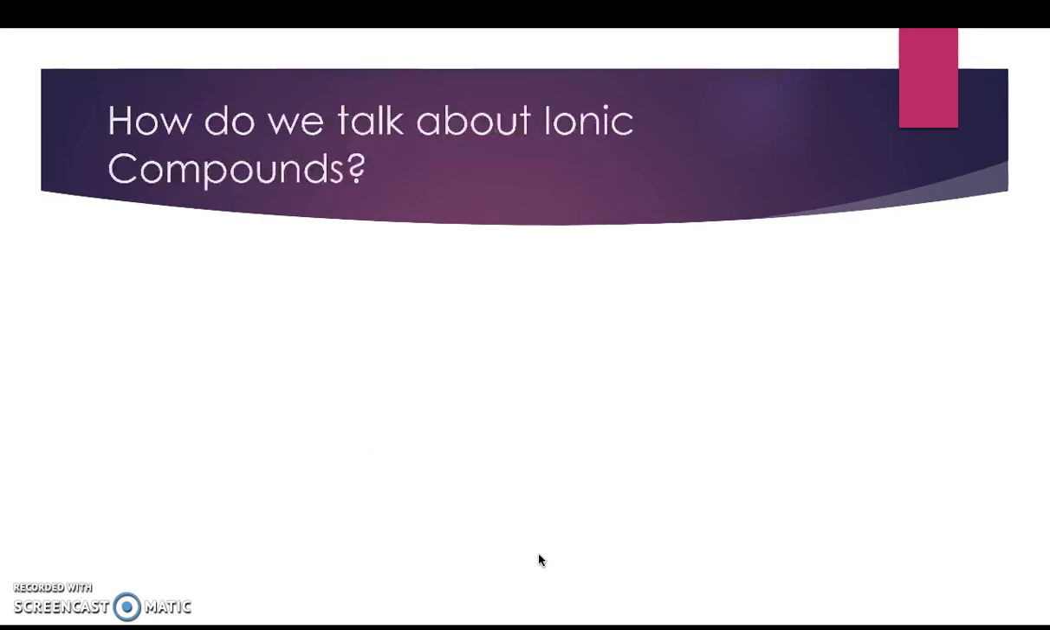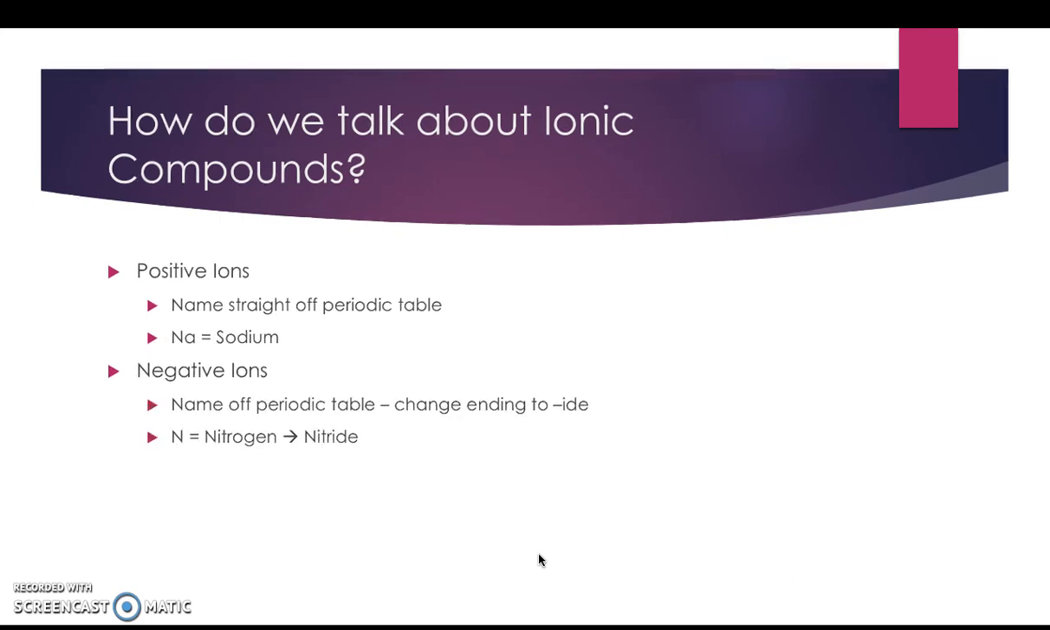The naming actually ends up really easy, but we need a general formula for it so that when we talk about ionic compounds, everyone knows what we're talking about. The positive ions, so those are always the ones that come first, we get the name straight off the periodic table. So in our last example, Na would be sodium. Our negative ion then is the name off the periodic table, but we change the ending to -ide. So N, our nitrogen, becomes nitride. See this -ide right here?